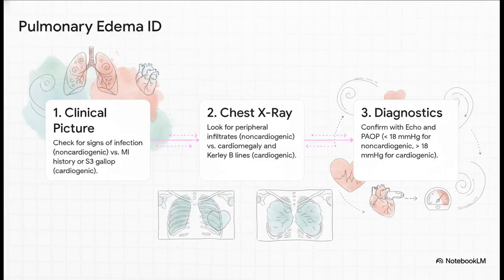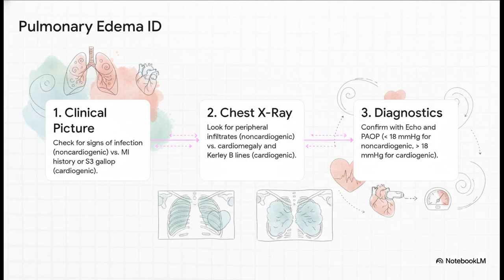Let's drill down into acute pulmonary edema, because figuring out the why is absolutely critical. Is it a heart problem or lung problem? Well, this algorithm gives us a brilliant way to work through it. First, look at the patient in front of you. Is there a story of aspiration or sepsis? That points to non-cardiogenic or permeability edema, where the lung capillaries are leaky. Or is there a history of a heart attack with a classic S3 gallop? That screams cardiogenic. Next, the chest X-ray.